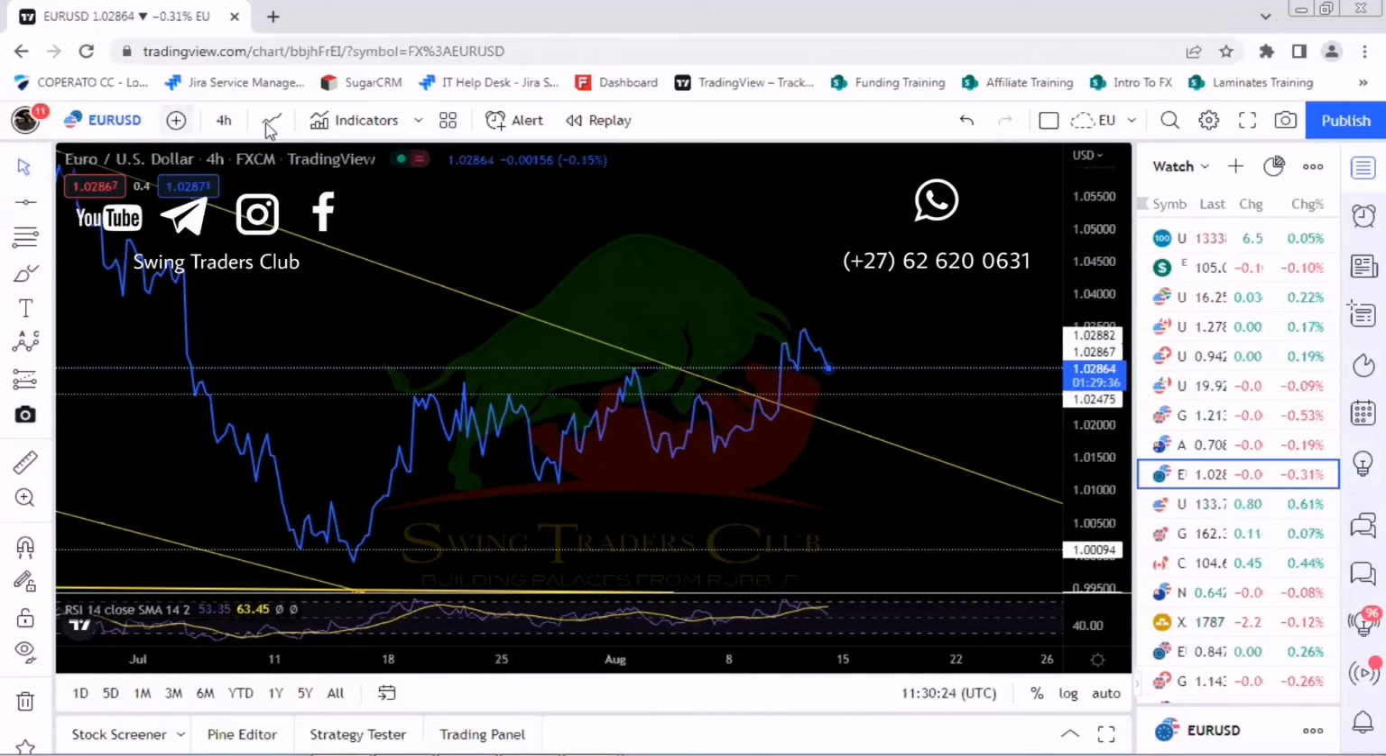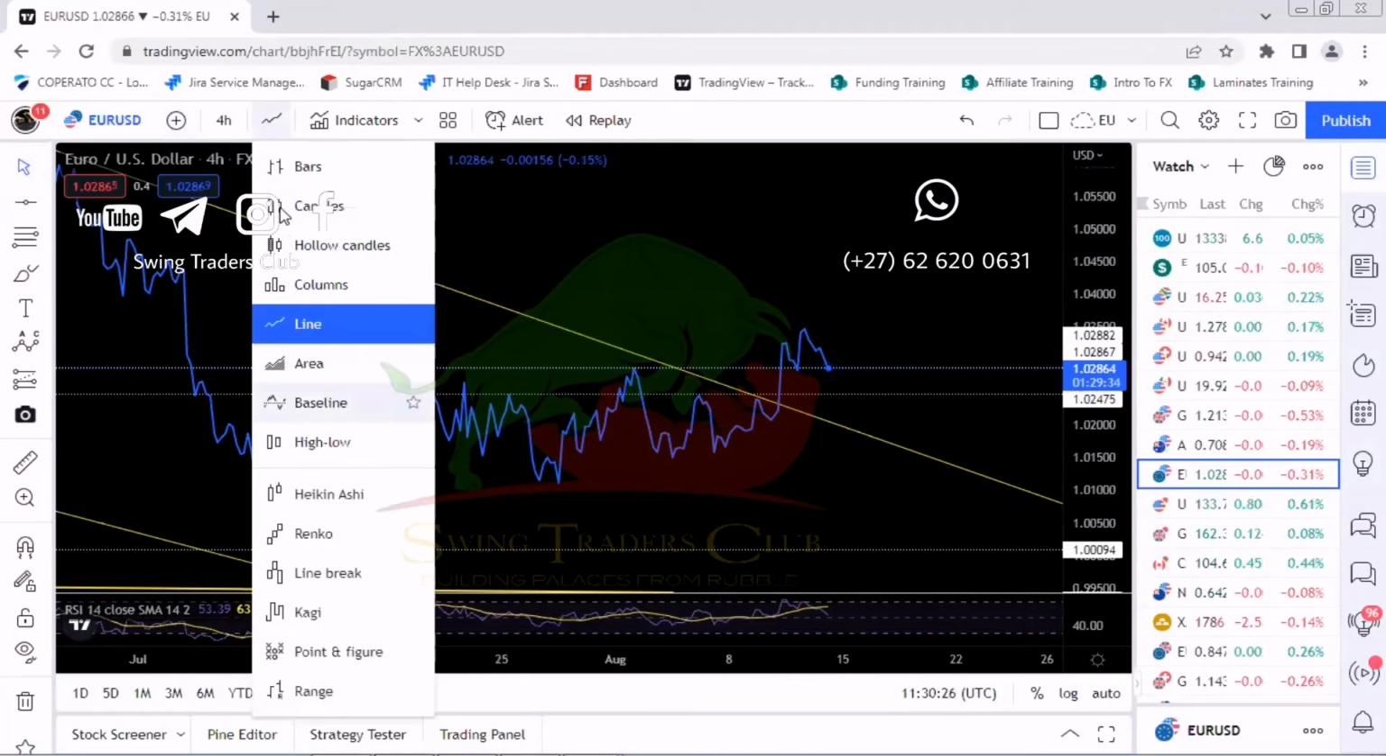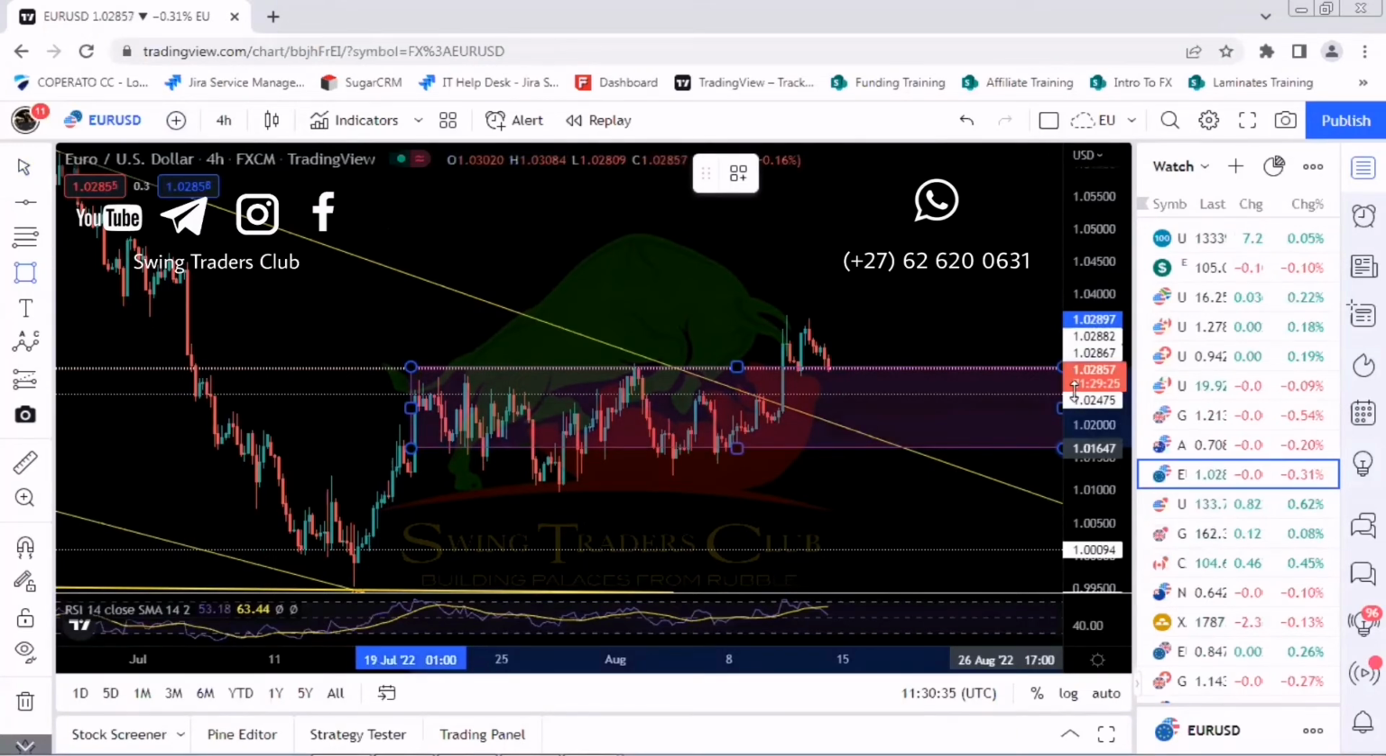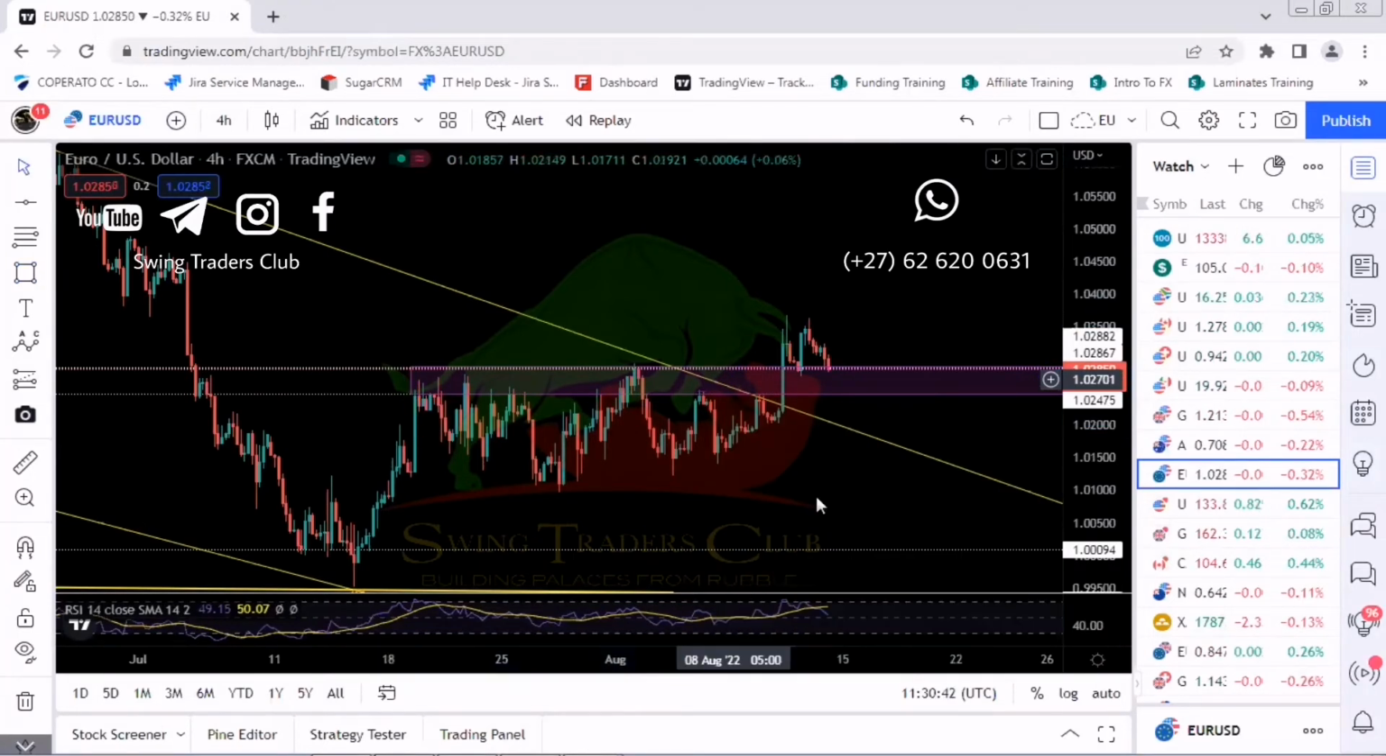And then I go back to my candlesticks. So what does it mean? It means in this zone where I am right now, this is where I'm expecting the market to come and retest. So I have that in mind.